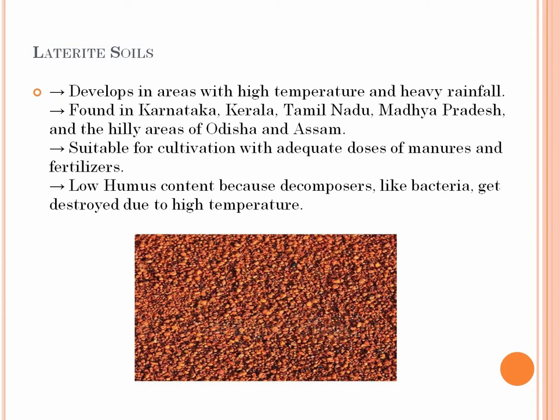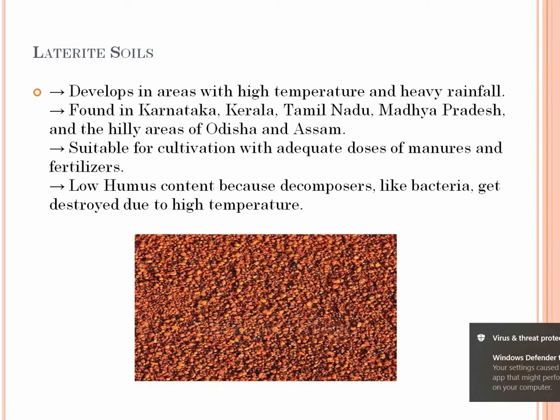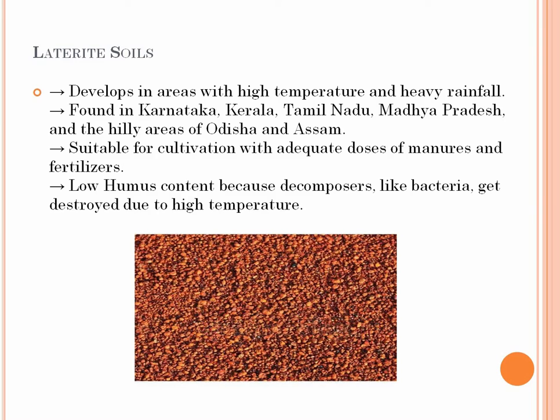It is not really good soil to cultivate, but with biochemicals and fertilizers we can treat the soil and use it for agriculture, mostly for plantation crops like tea and coffee. You can see in the Western Ghats, Kerala and Karnataka, tea, coffee and rubber are grown a lot. It has low humus content because the oxygen level is low, so small living things cannot live in the soil. Low humus content, because decomposers like bacteria get destroyed due to high temperature.